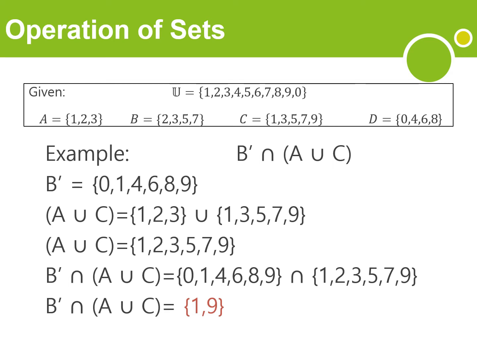Then, next we'll take A union C. We have 1, 2, 3 union 1, 3, 5, 7, and 9. So A union C has the answer of 1, 2, 3, 5, 7, 9. Now, we intersect B prime with A union C. So B prime 0, 1, 4, 6, 8, 9 intersection 1, 2, 3, 5, 7, and 9. So B prime intersection the union of A and C equals 1 and 9.